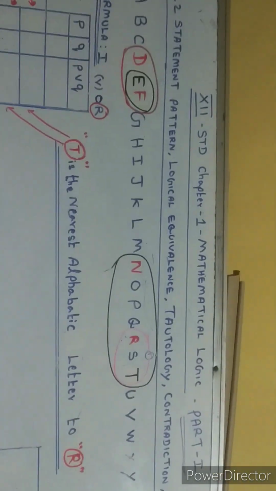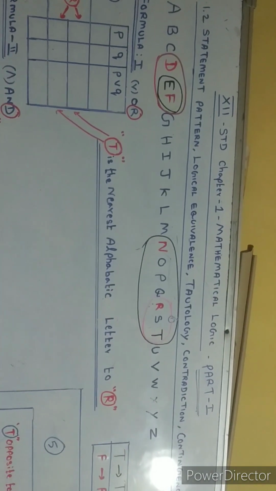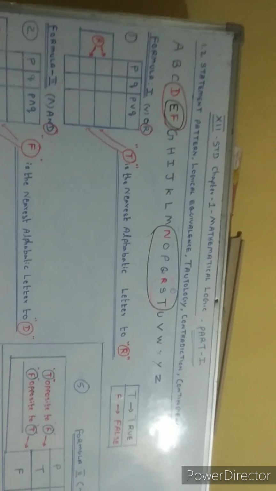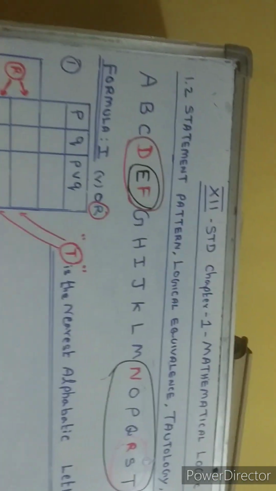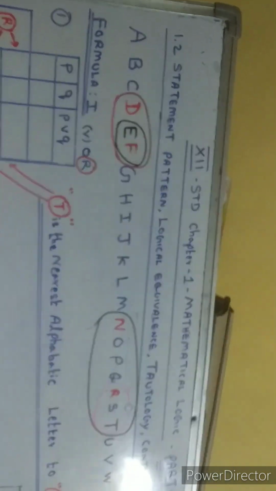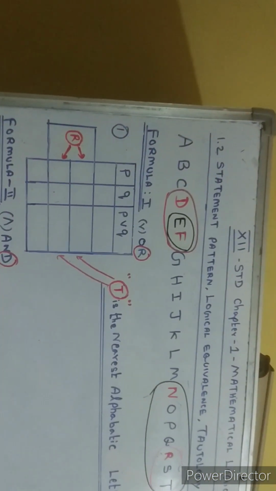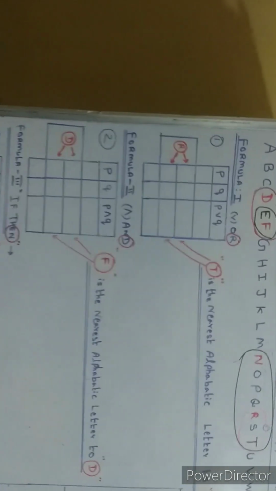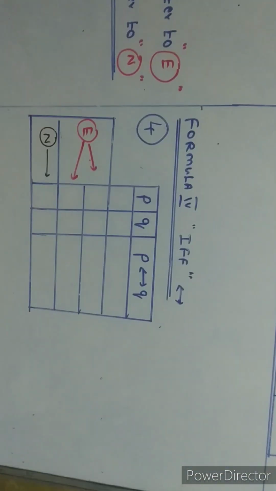In the first chapter, we have 5 formulas. How to derive the formulas with alphabetic order letters? Here I have given A to Z alphabetic order, and based on that we will find formula 1, formula 2, formula 3 and formula 4.